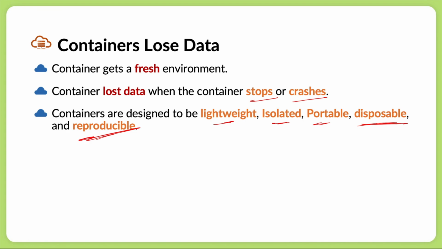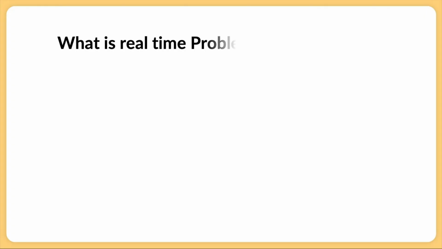So now the question is, we understood our data will get lost, right? We need a way to make this data persistent, to make this data live. We will understand the solution, but first, let's understand with some real examples what the problems are with real-time applications when we run them in a container.